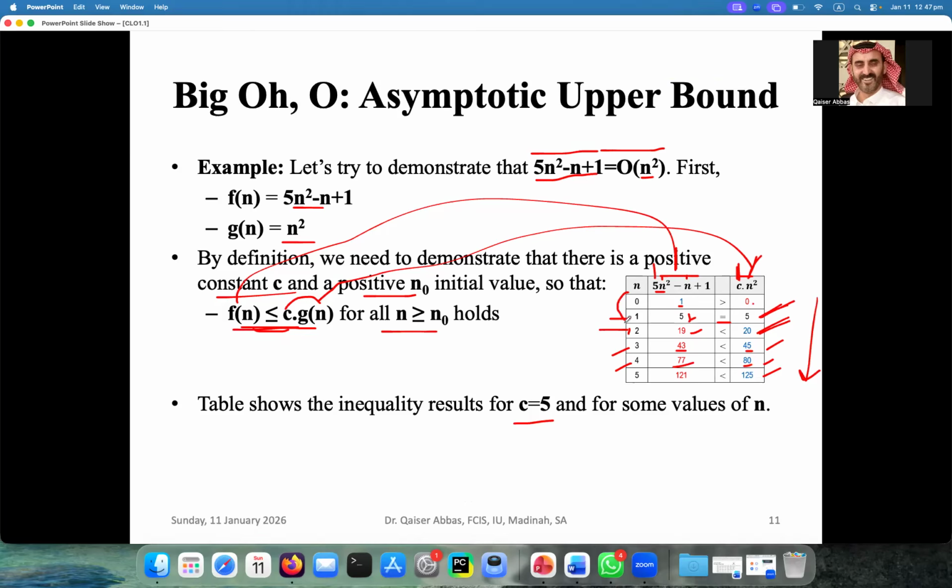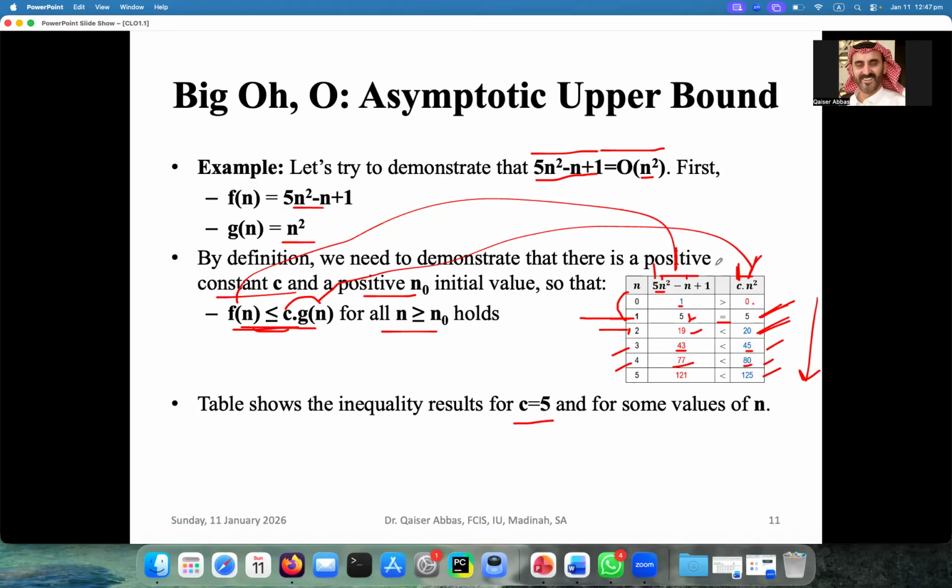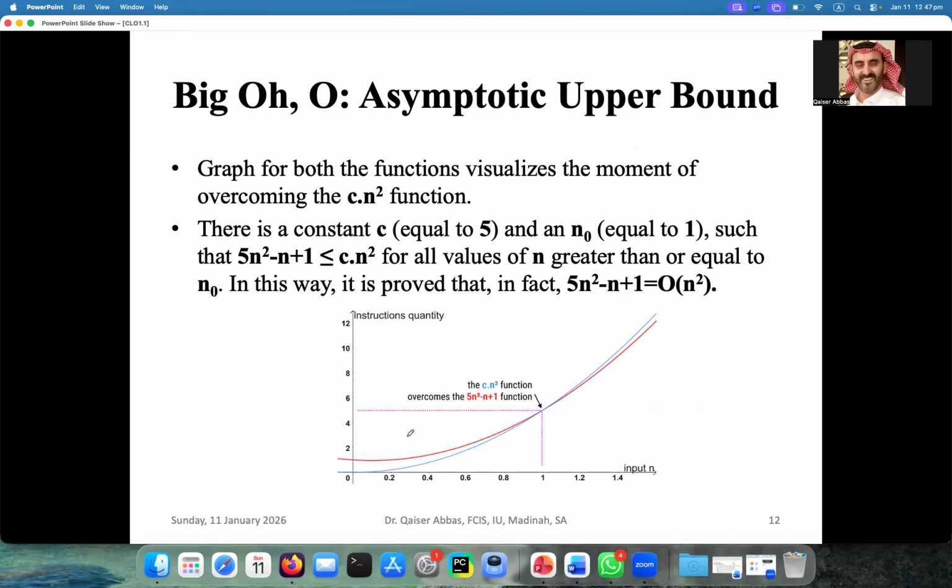So here my n0 is now this, and my C is 5. Okay. Now, if you will draw a graph for this table, where this is f of n and this is g of n with these values, you will get this graph like that.